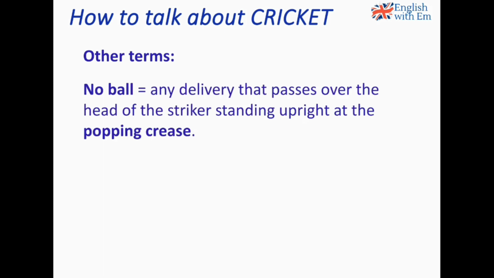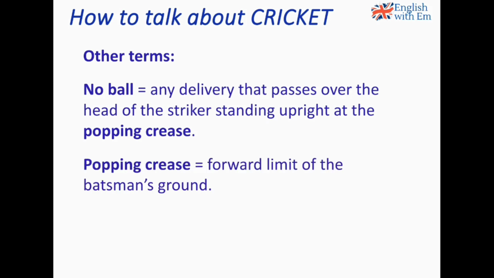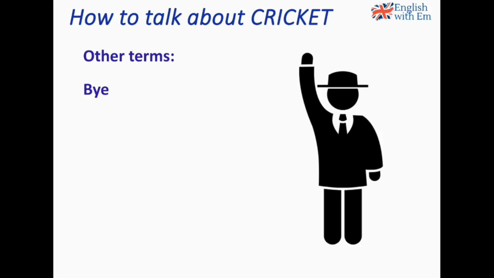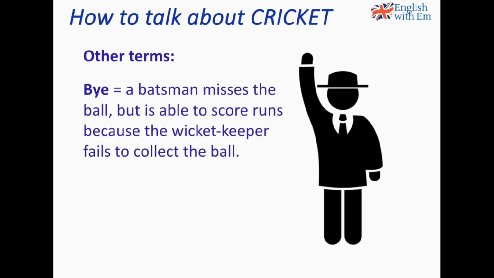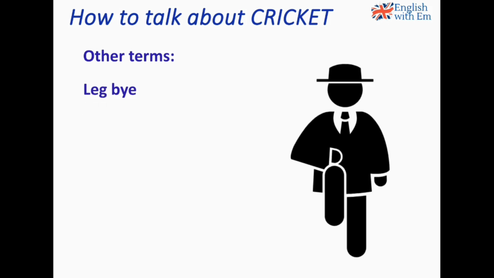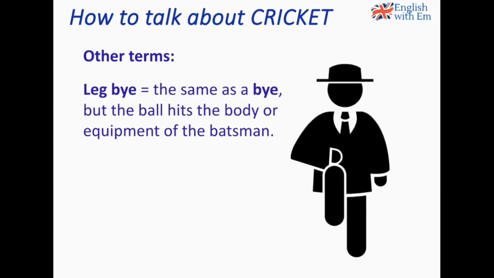No ball. Any delivery that passes over the head of the striker, standing upright at the popping crease. Remember the popping crease? This is the forward limit of the batsman's ground. We saw it in the diagram at the beginning of the video. Bye. A batsman misses the ball but is able to score runs because the wicketkeeper fails to collect the ball. A leg bye. This is the same as a bye, but the ball hits the body or equipment of the batsman.